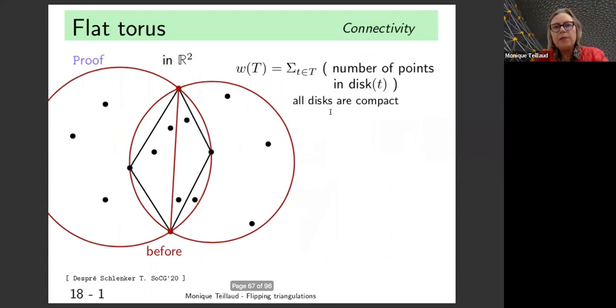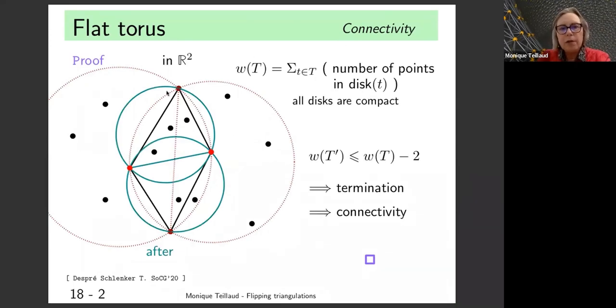And it's easy in the flat torus to see that the flip graph is connected, by just counting the number of points in each disk. If you take the lift in R2 of any triangulation T, it's not Delaunay, so for each disk, you count the number of points in the disk. Since the disks are compact, you have a number. Each time you flip and you are more Delaunay, you have the inclusion of the circles after the flip into the circles before the flip, and you lose at least 2 points. So the weight decreases by at least 2 each time. In the end, it necessarily terminates and you get a connected graph. So this is easy in the flat case.